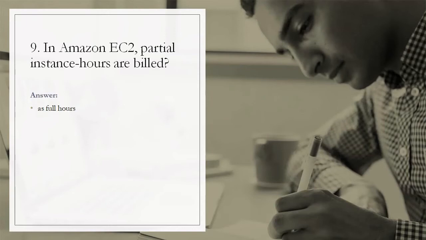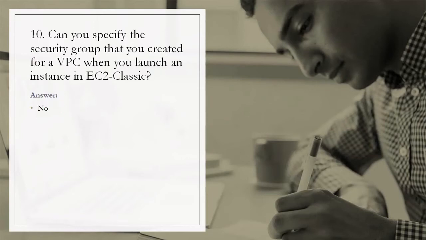Question number 9. In Amazon EC2, partial instance hours are billed as? Answer is as full hours. Partial instance hours are billed to the next hour.